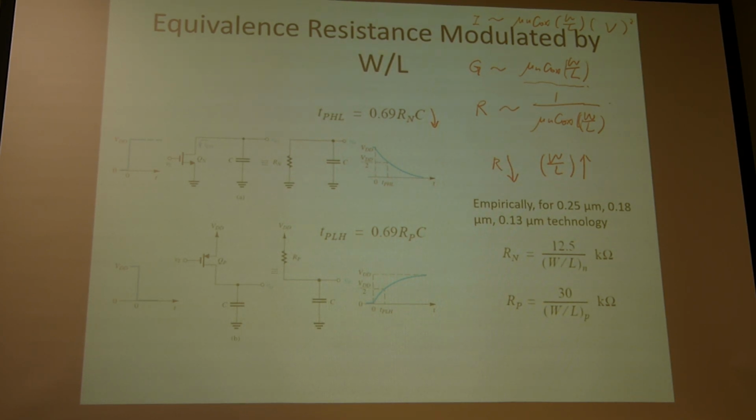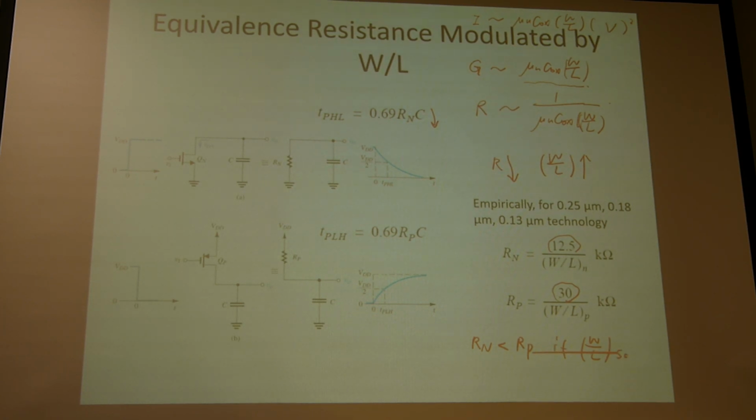R with respect to the W over L is empirically given by this formula. And those numbers are empirical for those nodes. That means it may be different for other nodes. So here you see that Rn is smaller than Rp if W over L is the same.